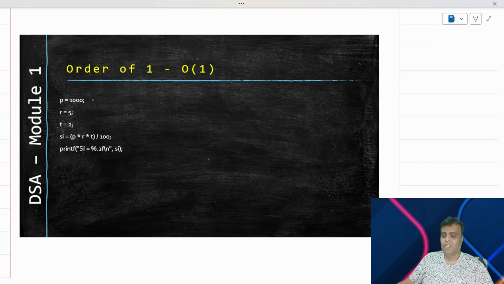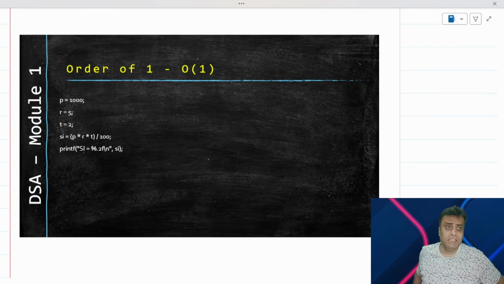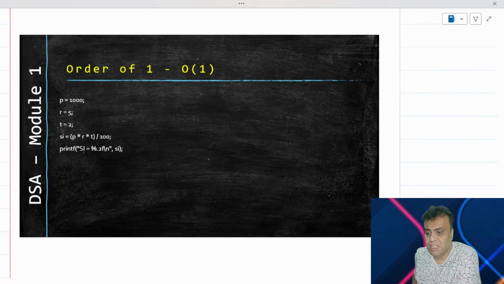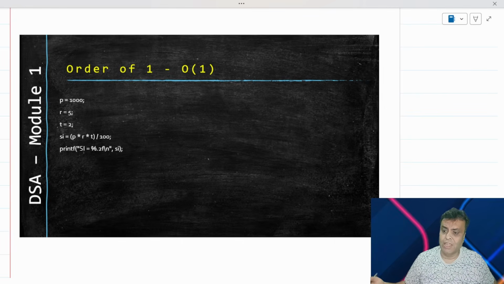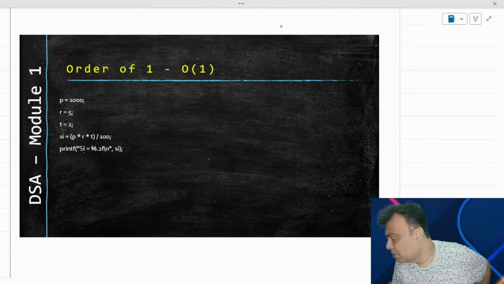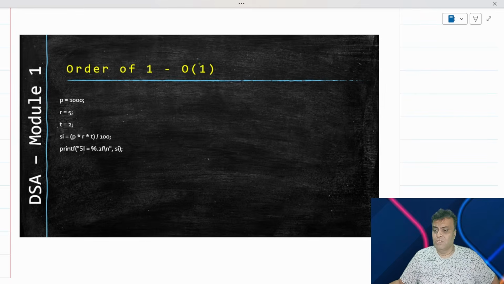And this order of one example is very simple to understand. This is basically a simple interest calculation program, and intentionally I have kept the implementation languages different. So I have not mentioned whether we are defining an int or a float, what kind of language. Yes, we have printf, from where you can deduce that it is probably C language, but I'm trying to keep it language agnostic, right? So let us understand what typically will happen from a time complexity standpoint.